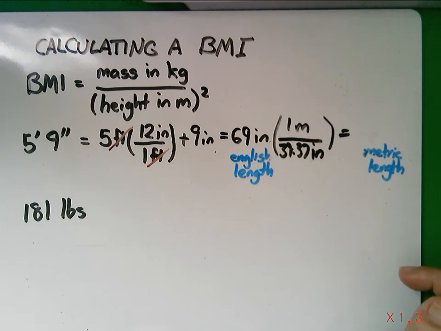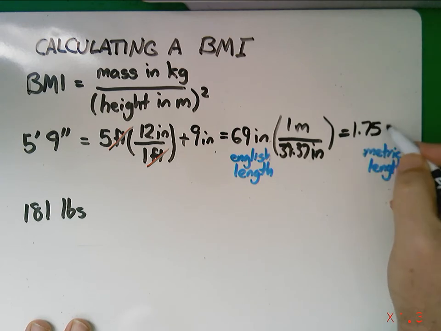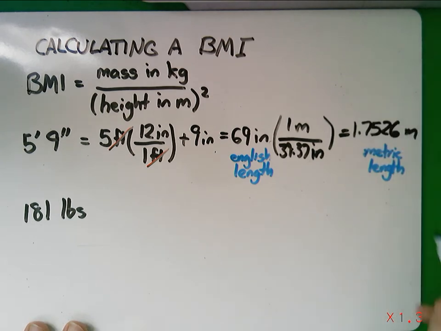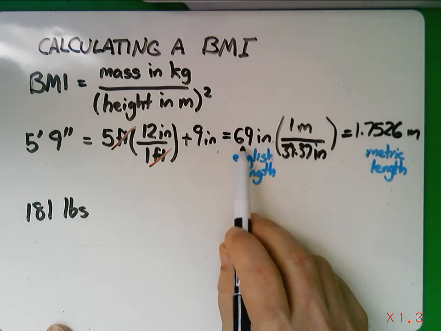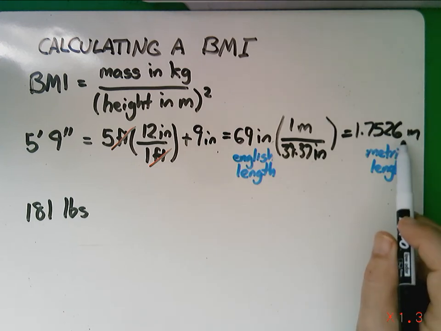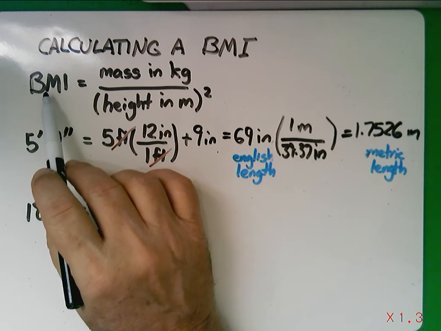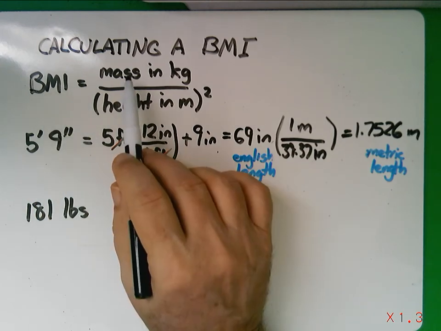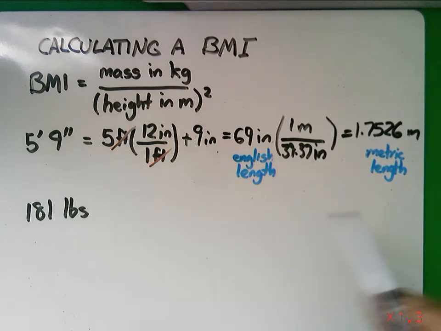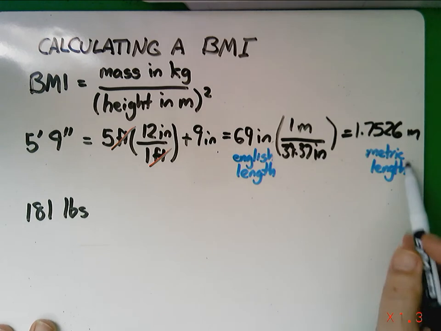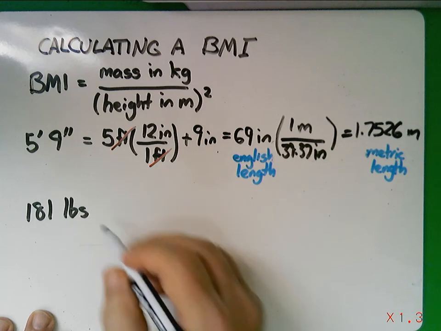If I go ahead and calculate that, I get 1.7526 meters. Okay, why didn't I round that off? You know there should be 2 significant figures. I'm not going to round it off because it's an intermediate result. I am going to need to round the BMI off, but I don't round off intermediate results, or I will get an incorrect BMI. Okay, so we got the height. Let's go get the mass in kilograms.